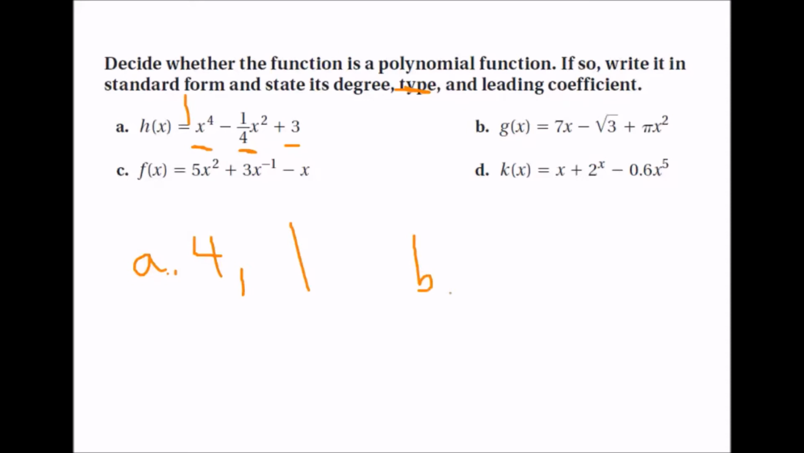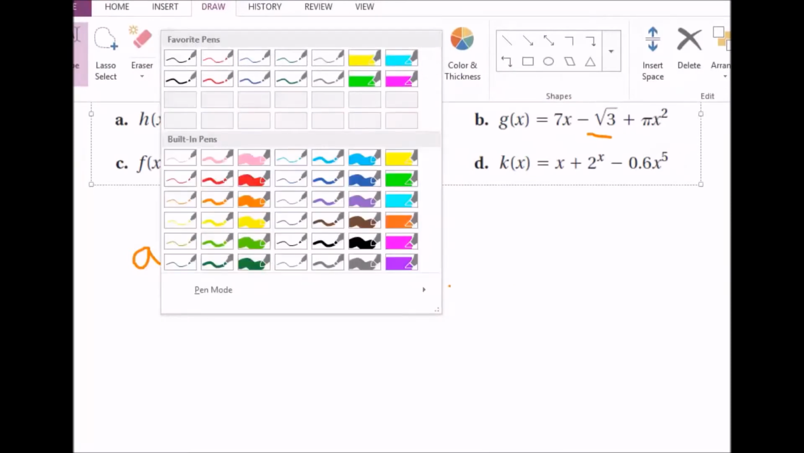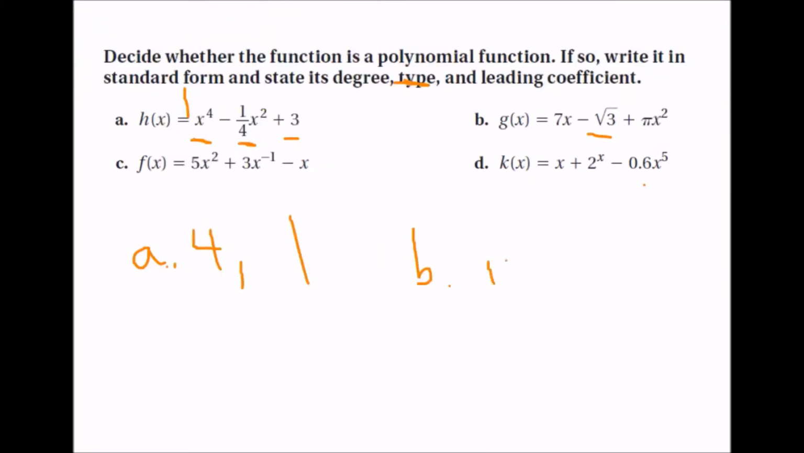Okay, b. First, we'll see if it's a polynomial function. Looks like it is. There are no weird exponents or anything like that. There's a square root, but that's not a strange exponent. Let's put that in standard form, which means putting the highest exponent first. So we write pi x squared. 7x is the next one, with an exponent of 1, then minus square root of 3. Square root of 3 doesn't have an x term, so that's the lowest. So that's in standard form.